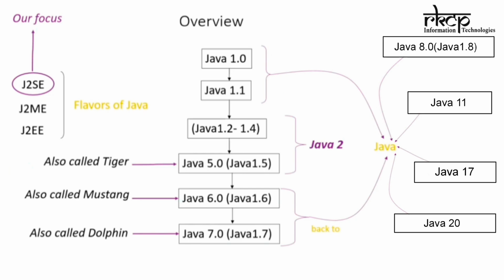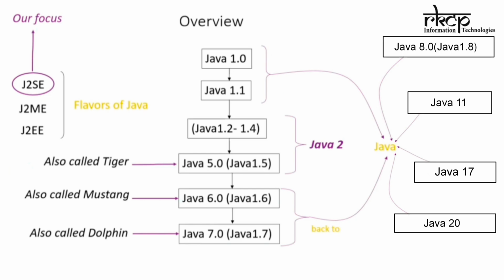But in this training, in another 10 weeks, you will only go through J2SE, meaning core Java, for 6 weeks, and for 4 weeks you will learn how to go with J2EE. But you are not going to learn anything about J2ME in this training.